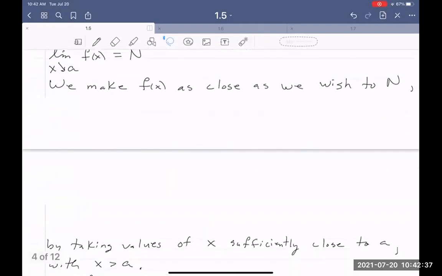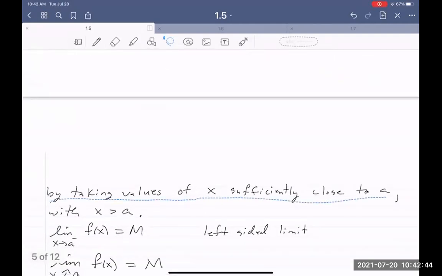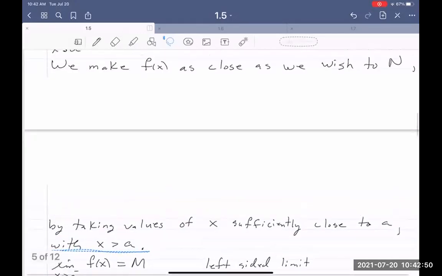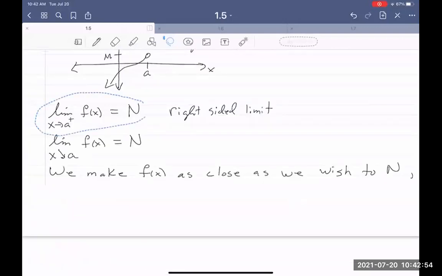So if we can make f of x as close as we wish to n by taking values of x sufficiently close to a, with x being greater than a, then we say that the limit as x approaches a from the right side of f of x is equal to n.